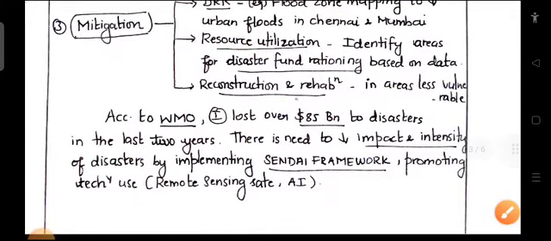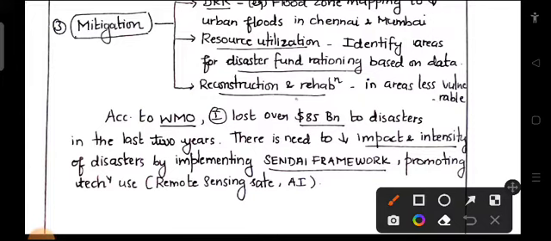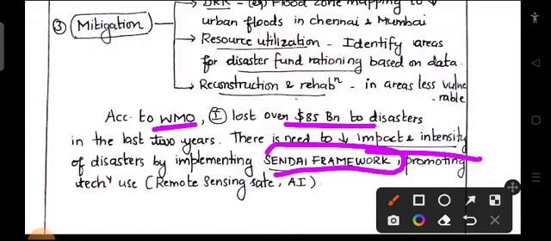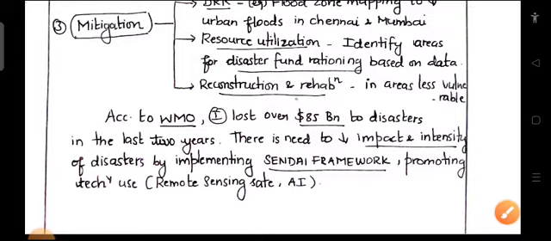Now how can we conclude? According to WMO, India lost over $85 billion to disasters in the last 2 years. So there is a need to decrease the impact and intensity of disasters by implementing the Sendai Framework and promoting technological use, for example remote sensing, satellites, artificial intelligence, etc. So that's all.